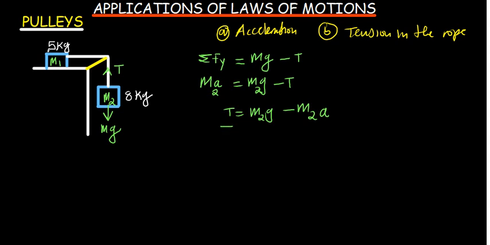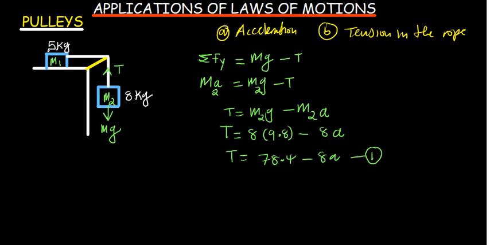So we can replace values there. Mass 2 we know is 8 kg; make sure that it is in kgs. g is 9.8, minus mass 2 again, that is 8, times a, because we don't know the acceleration. So tension is going to give us, if we multiply 8 by 9.8, 78.4, then minus 8a. We can't go further than this. We will call this the first equation.